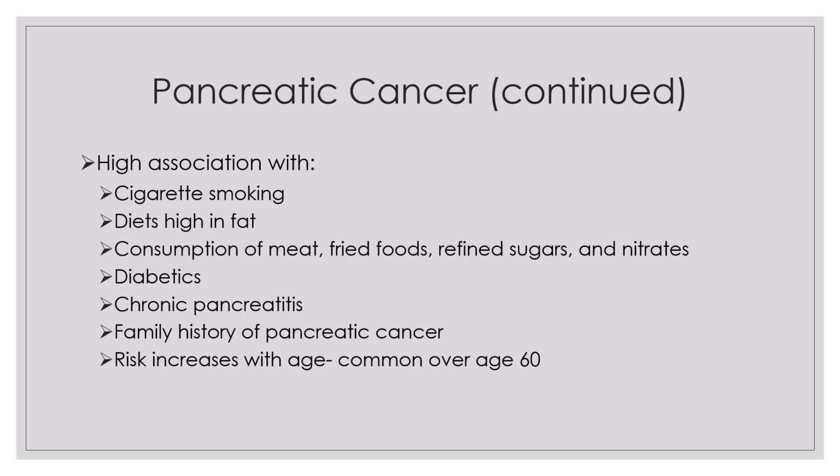There is a high association with cigarette smoking, diets that are high in fat, consumption of meat, fried foods, refined sugars, and nitrates. Also in diabetes, in patients with chronic pancreatitis, and if there is a family history of pancreatic cancer, and risk will increase with age. It is very common over the age of 60.